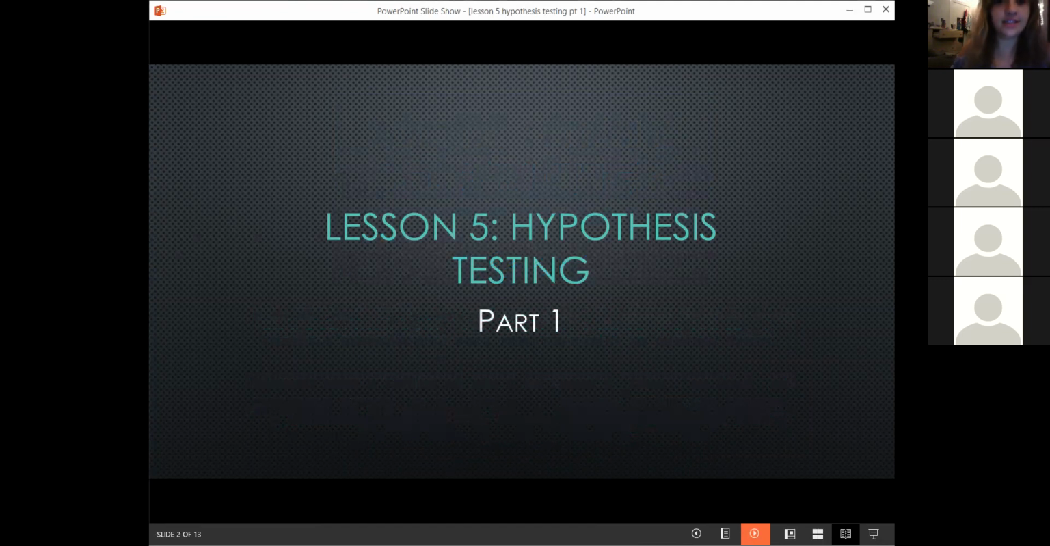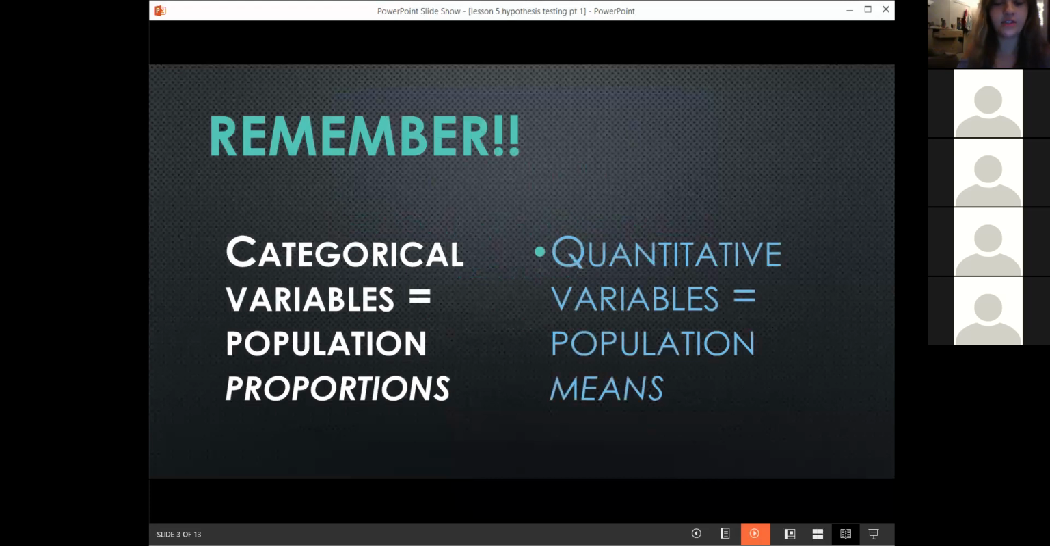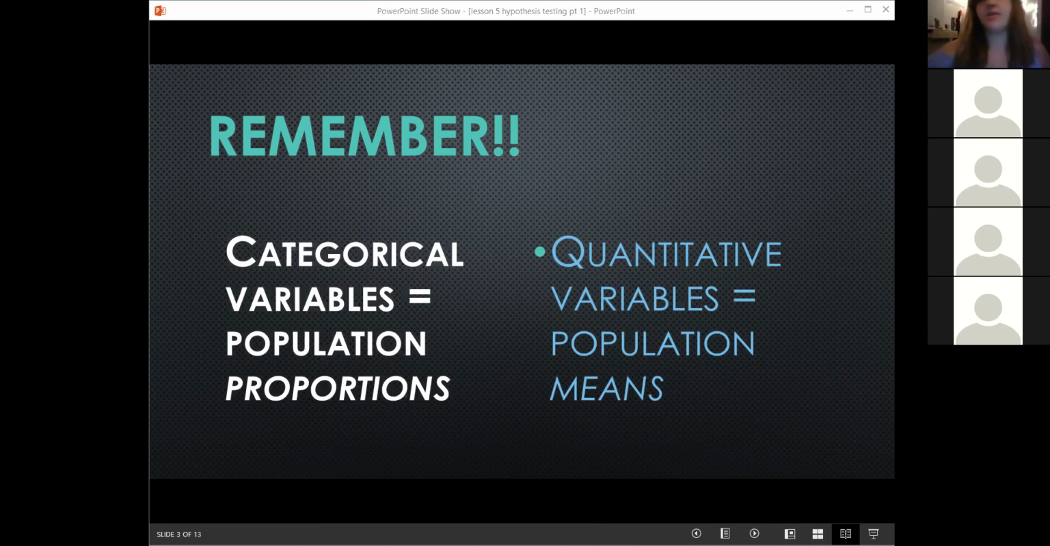All right, so let's get started by first just going and reviewing the fact that categorical variables are always going to go with population proportions, while quantitative variables always have to do with population means. That's the main thing to remember, because we always want to make sure that you are looking at the correct situation. When you see a categorical variable, you know you're going to be using a proportion. Same thing, if you saw a mean, you know that we're talking about quantitative variables, so that is important there.